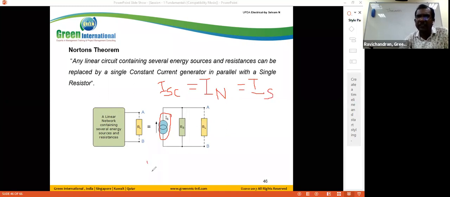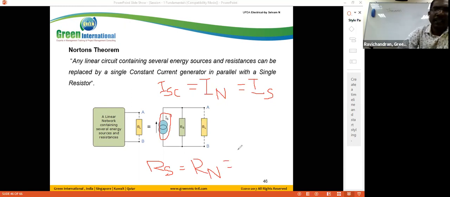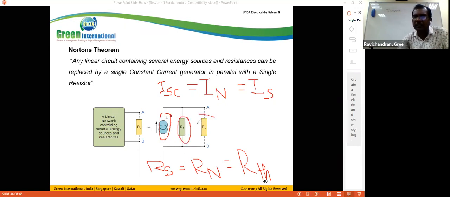And here we have RS, the internal resistance. Here we use RN, but the same procedure we did for RTH. So RTH is equal to RN. The same steps are used to find the Norton resistance. So the first step is to find the Norton current, the second step is to find the Norton resistance, and the third step is to find the load current. Okay?